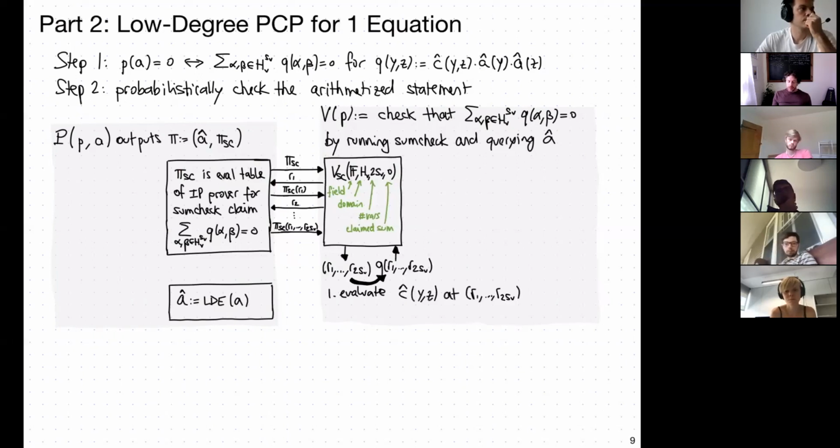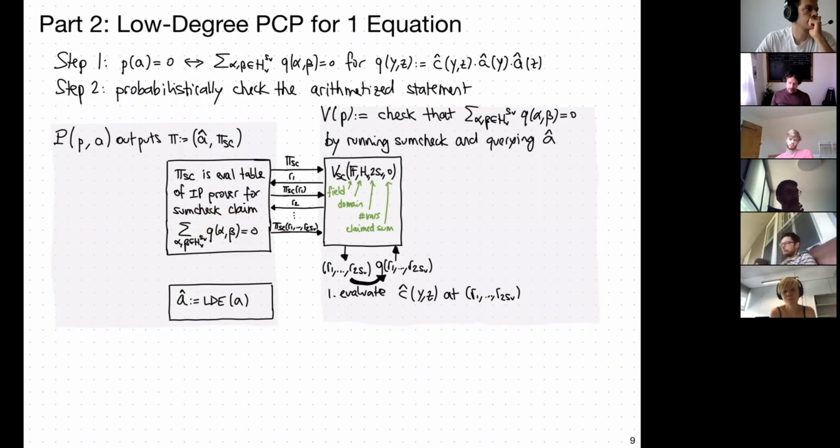And finally, if you remember, at the end of the soundcheck protocol, we need to evaluate the polynomial at a single location. Just to remind you from the earlier lectures, what soundcheck gives us is that if I want to check that this polynomial is equal to 0, it reduces it into the problem of evaluating this polynomial Q at a single random point.